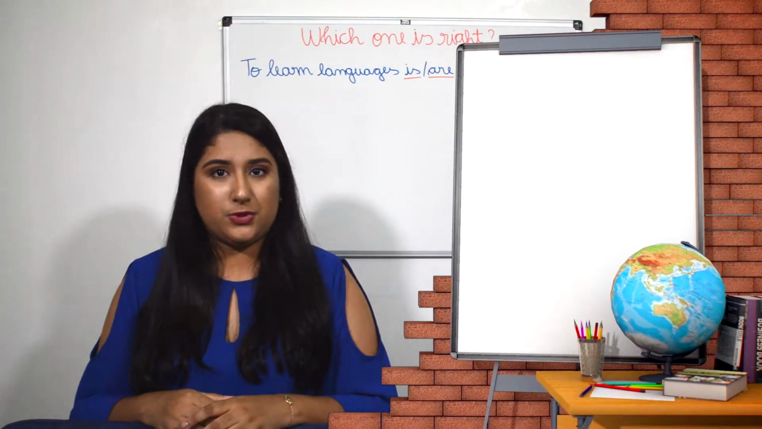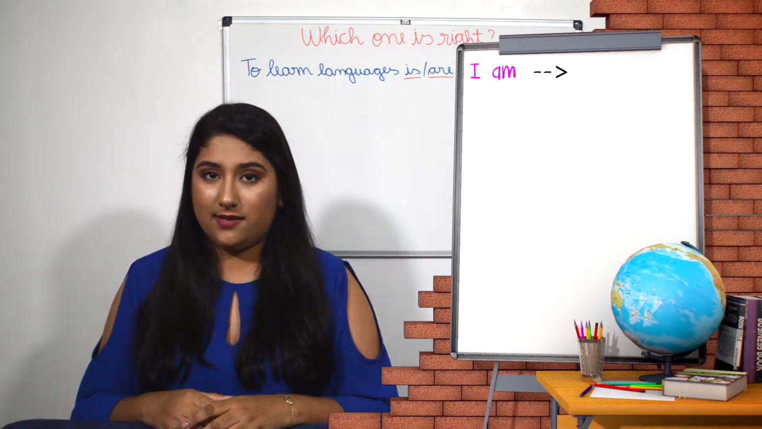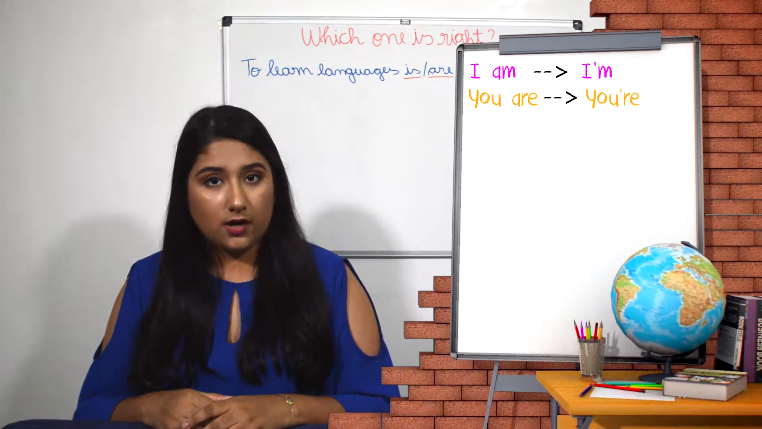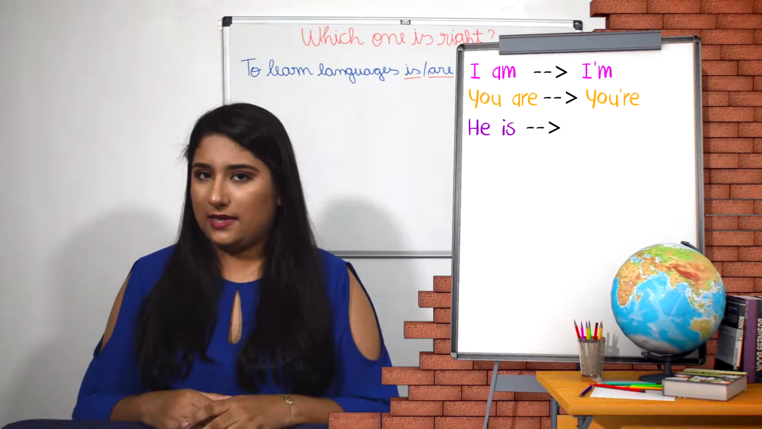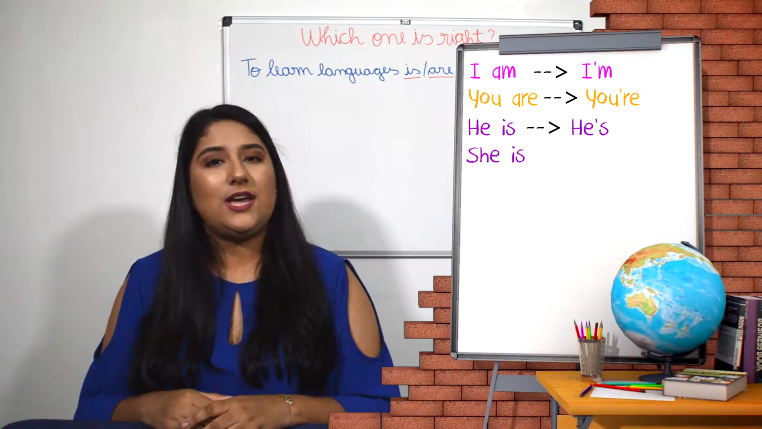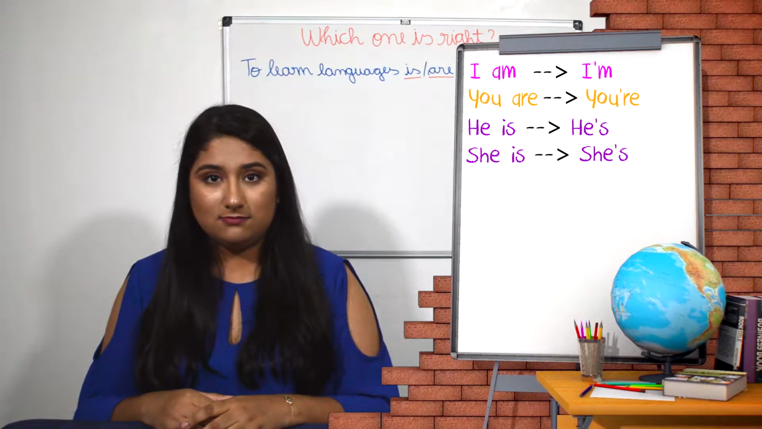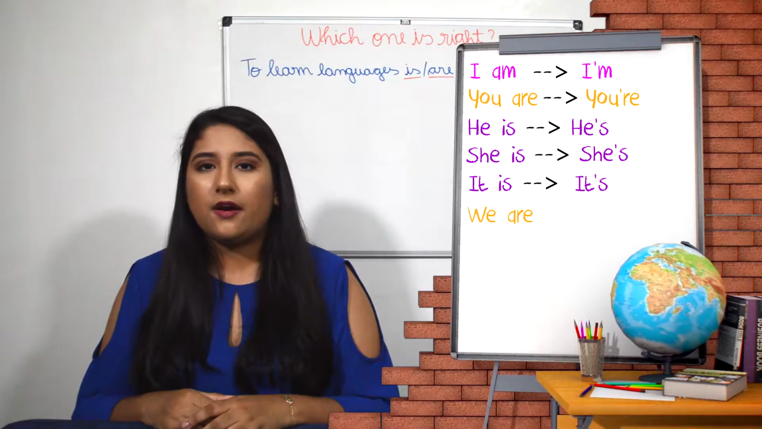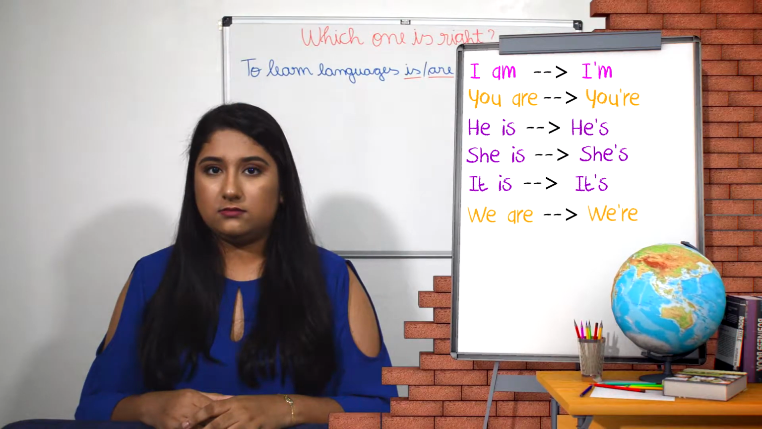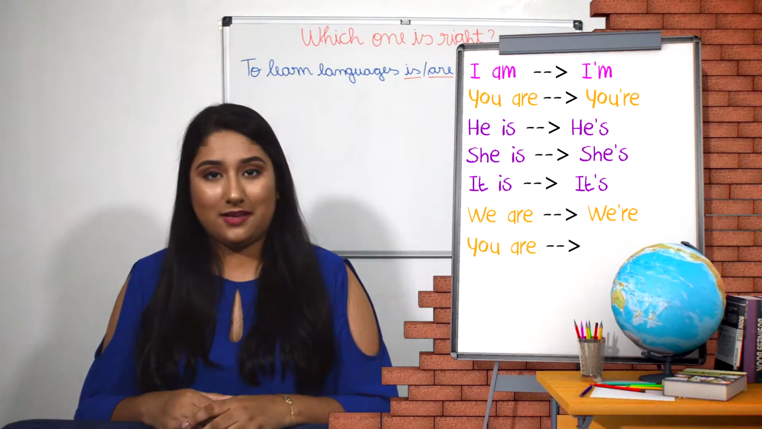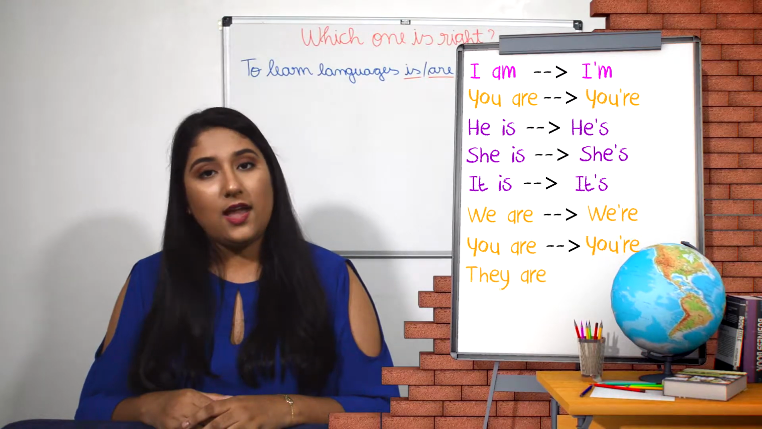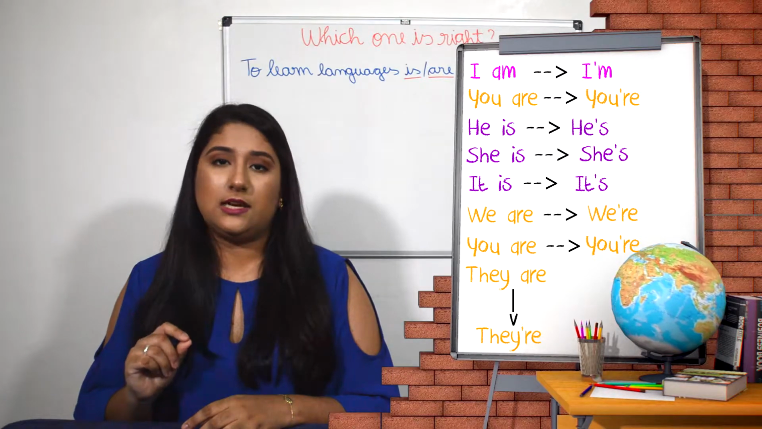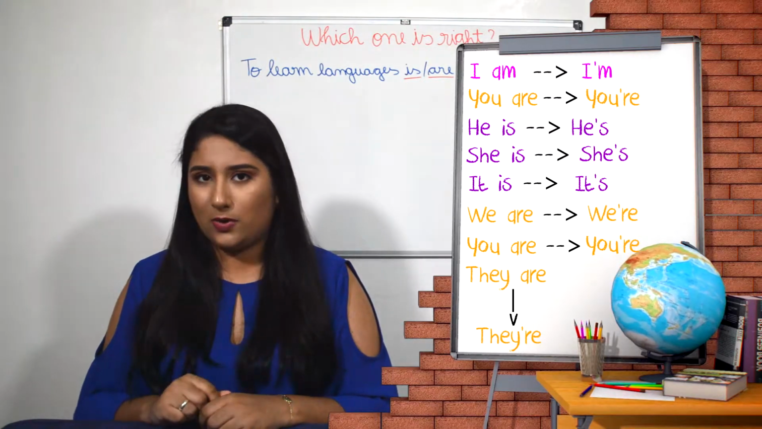When it comes to the verb to be, I am becomes I'm, you are becomes you're, he is becomes he's, she is becomes she's, it is becomes it's, we are becomes we're, you are also becomes you're, they are becomes they're. Now pay attention to some important details that students usually have problems with.